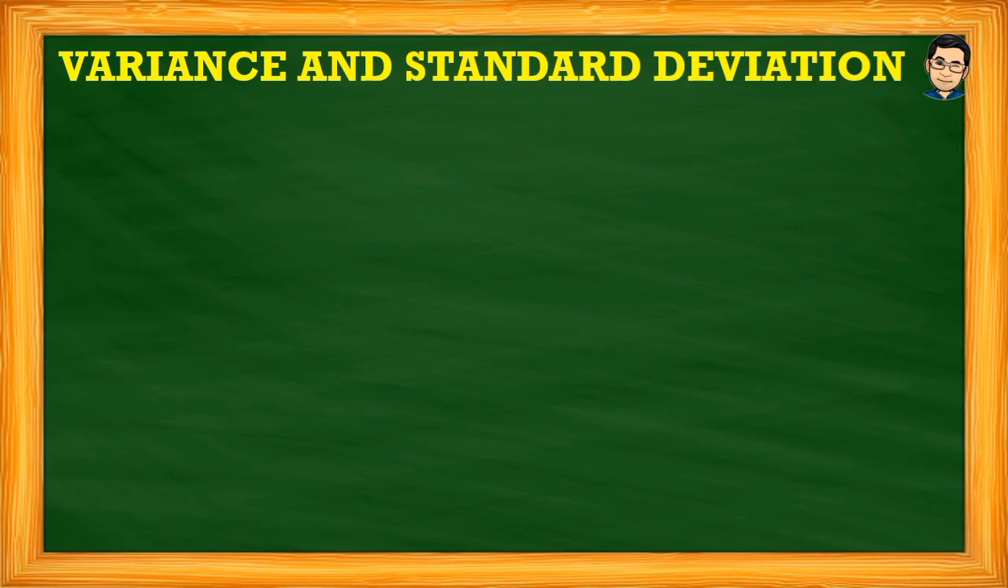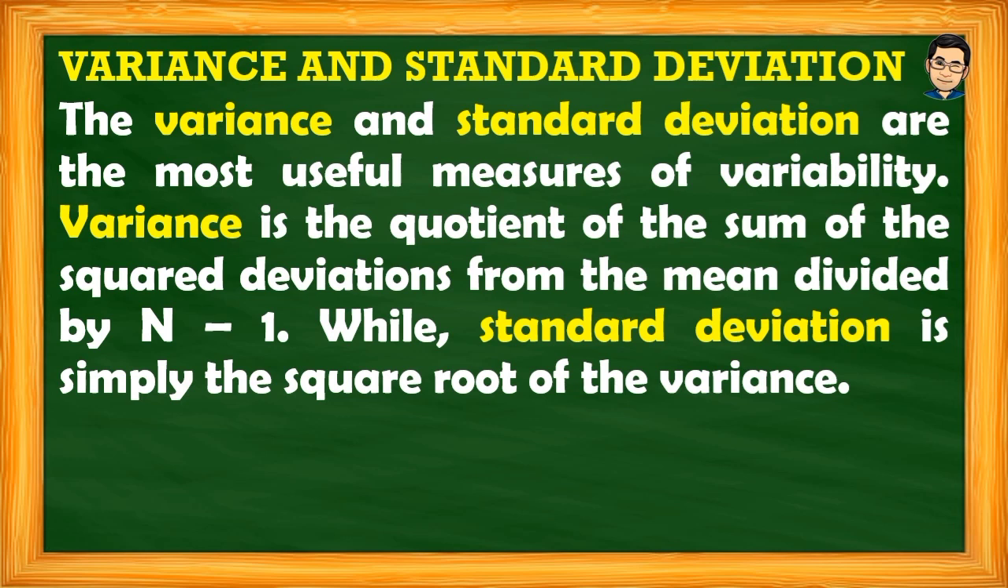So, let us have variance and standard deviation. The variance and standard deviation are the most useful measures of variability. So when our topic is measures of variability or measures of dispersion, usually we really hear these. So variance and standard deviation. Variance is the quotient of the sum of the square deviations from the mean divided by n minus 1. Okay. Next. While standard deviation is simply the square root of the variance.